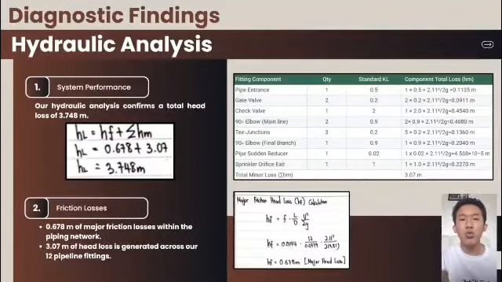Now I will continue with the diagnostic findings part. First, hydraulic analysis. Let us look at our system requirement. Our analysis showed that if we want to supply water to the top floor, we must overcome a total head loss of 3.748 meters, which accounts for both major friction losses of 0.678 meters and cumulative minor losses of 3.07 meters across our 12 pipeline fittings.